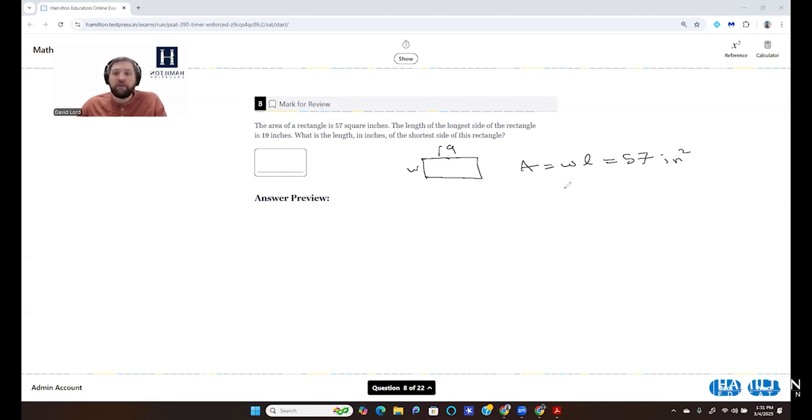So then W times 19 is equal to 57. And then we can divide both sides by 19. And W is equal to 3 inches. What is the length of the short side? All right, so 3 is less than 19. So then 3 is the answer.